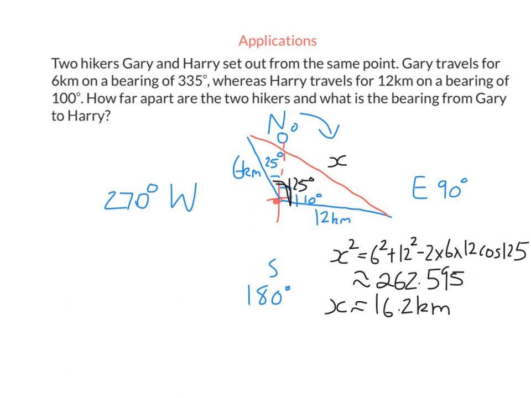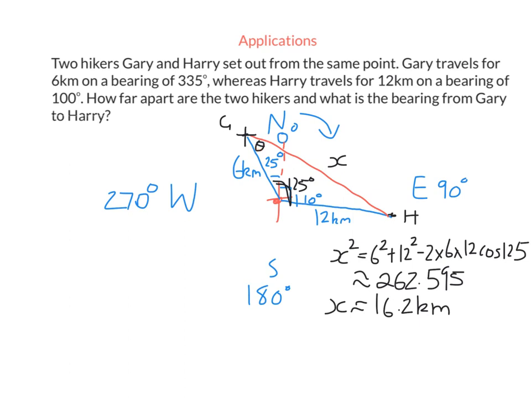Now, to find the bearing, so I have Gary up here and Harry here. I want to find the bearing from here to here. So what I should do is draw a compass at my starting point again. So to find the bearing, I'm going to need to find this angle in here. So to find that angle in here, I could use the cosine rule for angles or the sine rule. So I'm just going to use the sine rule to find this angle here.